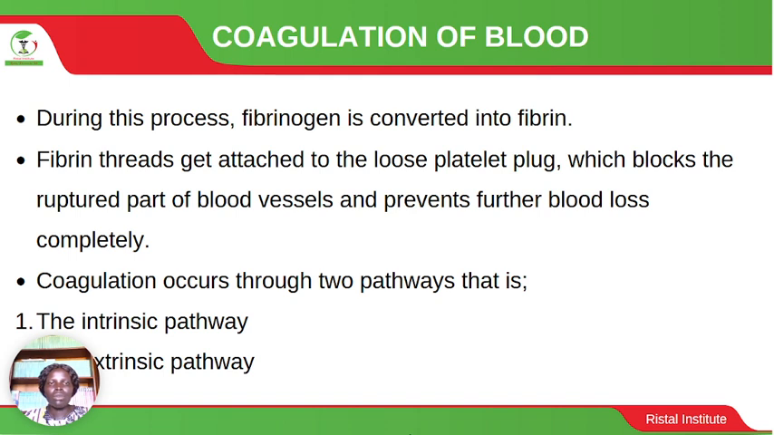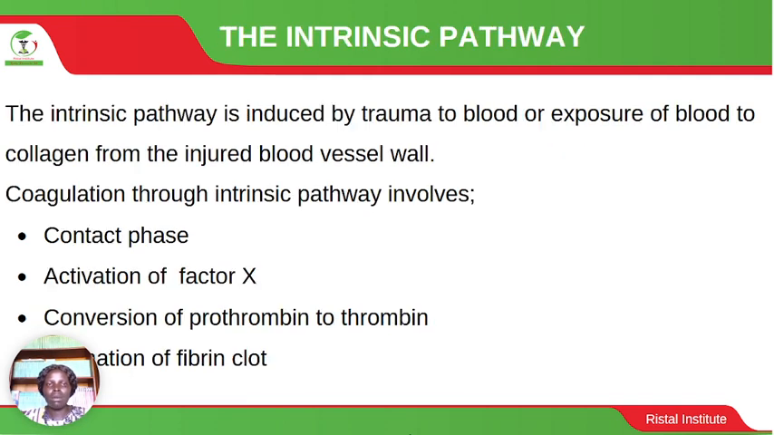So, coagulation of blood. During this process, fibrinogen is converted into fibrin. Fibrin threads get attached to the loose platelet plug, which blocks the ruptured part of the blood vessels and prevents further blood loss completely. So coagulation occurs through 2 pathways, that is the intrinsic pathway and the extrinsic pathway. So let us look at the intrinsic pathway.